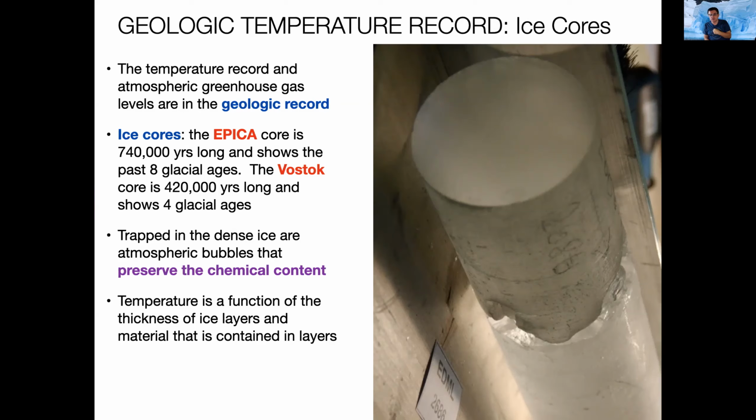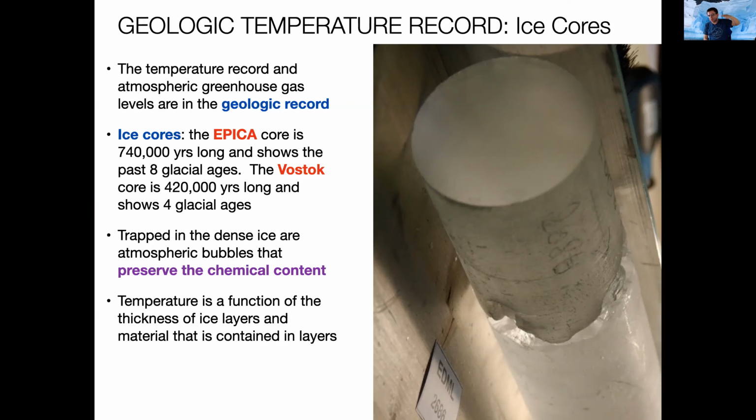Okay, so the two most famous cores that we've taken are taken from Antarctica. There are also cores that have been taken from the Greenland ice sheet. The longest core taken is the Epica core. That's taken in an area on Antarctica called Dome C. And then the second longest core is called the Vostok core. That's taken near the Vostok station over Lake Vostok in Antarctica. Those two sites are about 500 or 600 kilometers apart from each other on Antarctica.